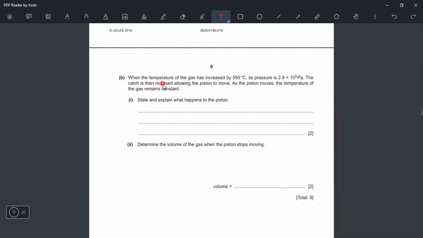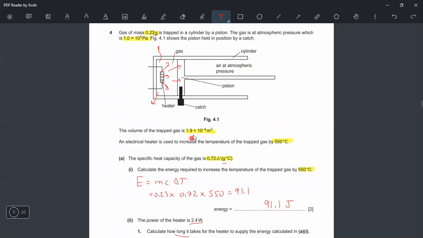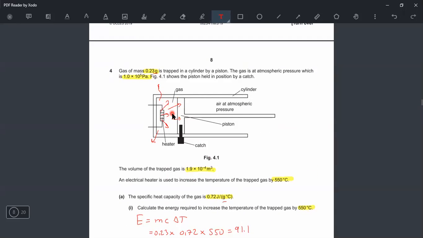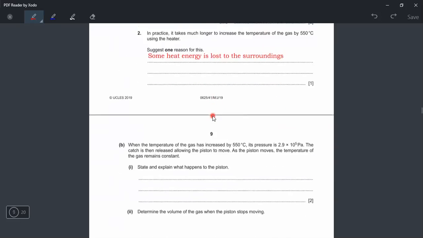When the temperature of the gas is increased by 550, its pressure is 2.9 times 10 to the power of 5. The catch is then released. So remember, now this pressure is really high, and you've released it. So this piston is going to move out because the pressure inside is greater than atmospheric. Remember, atmospheric is 1 times 10 to the power of 5. So yeah, it's going to move out.